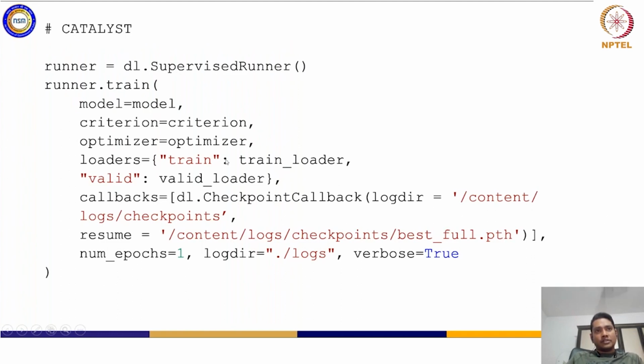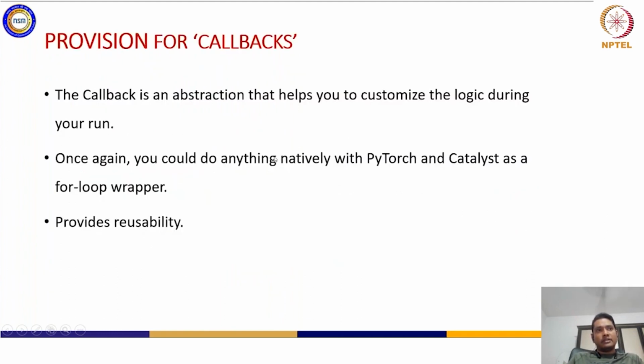So all this runner definition we'll see in the demo session. But as I was mentioning, the provision for callbacks will help you to customize your logic during training. Universal training will give you the flexibility to define the universal loops. Now you want more, right? You want to customize your metrics evaluation. You want to log some of the performance metrics based on which you want to evaluate your model in the end. All this customization we can do using callbacks.